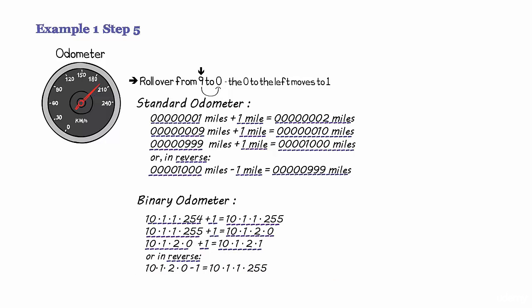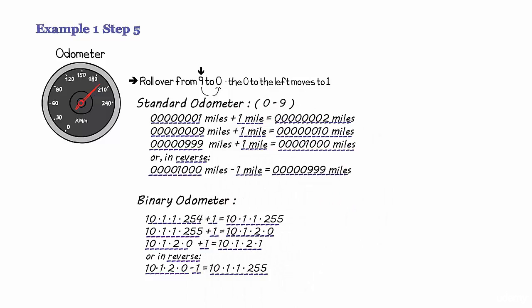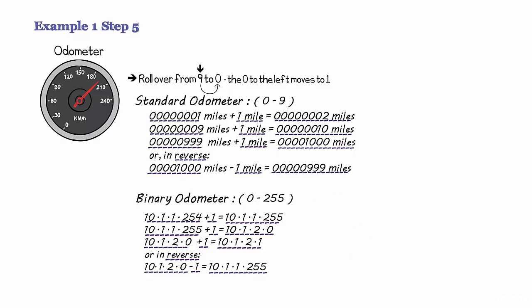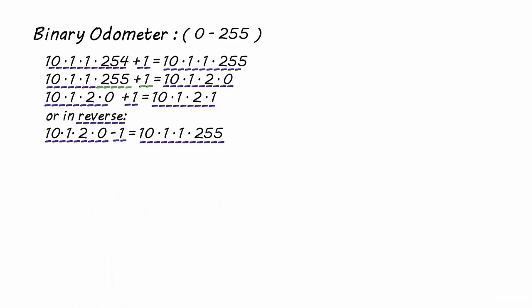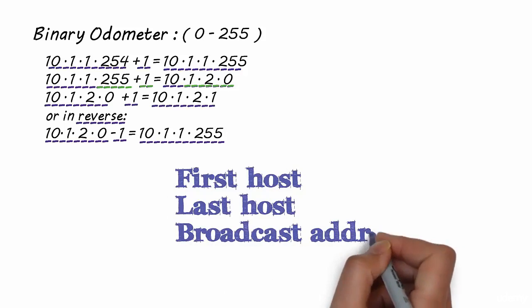Or if we went in reverse, 10.1.2.0 less 1 would give you 10.1.1.255. In a standard odometer, the values can go from 0 to 9. In a binary odometer, the values can go from 0 to 255, and then they have to click over in the next octet. Thus, if the last octet is equal to 255, and you add 1, notice the third octet clicks over from 1 to 2, and the last octet clicks over to 0. So use this analogy to help you work out the first host, the last host, and the broadcast address.